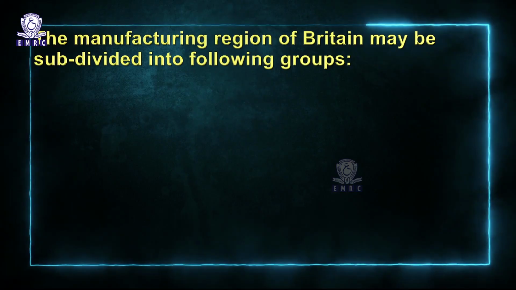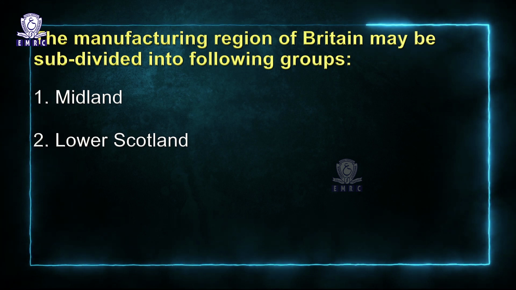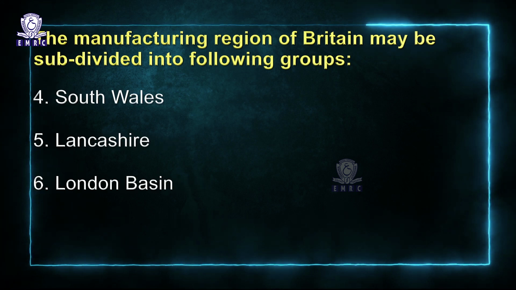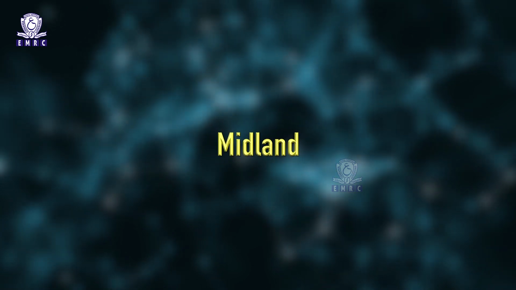The United Kingdom is one of the most industrialized countries of the world. In fact, modern industrialization largely took its birth on British soil. In 1995, total industrial output in Britain was 32% of the GDP. 29% of the labor force is directly engaged in industry. The manufacturing region of Britain may be subdivided into Midland, Lower Scotland, North Eastern Coast, South Wales, Lancashire and London Basin. So let me explain briefly about the Midland.